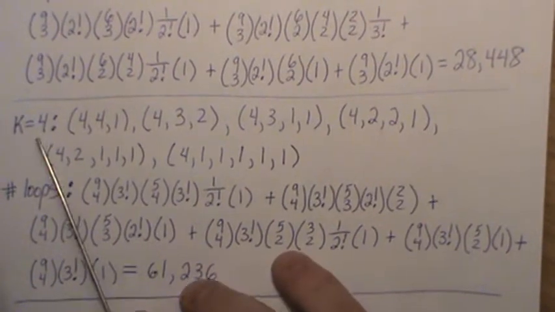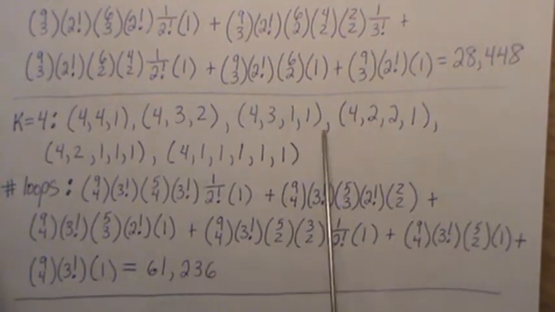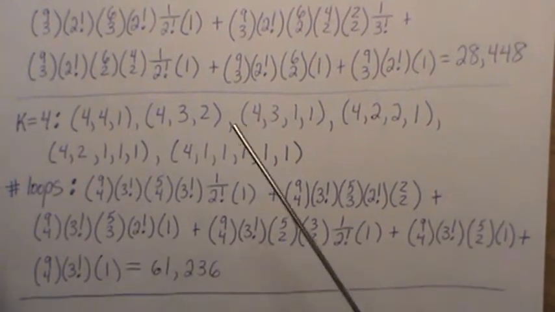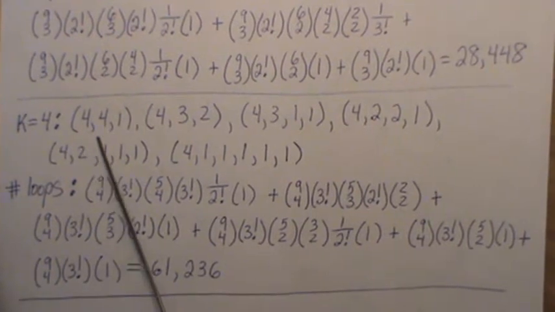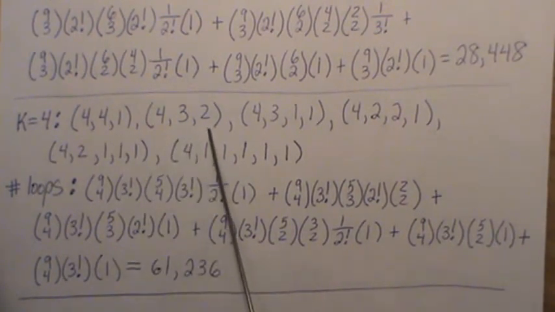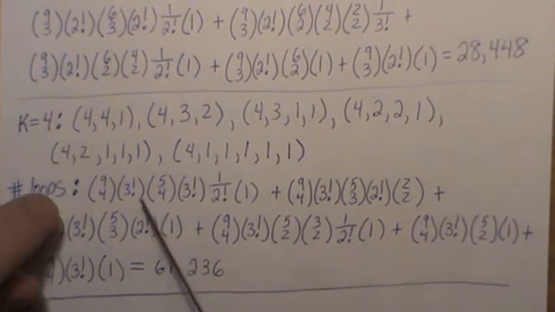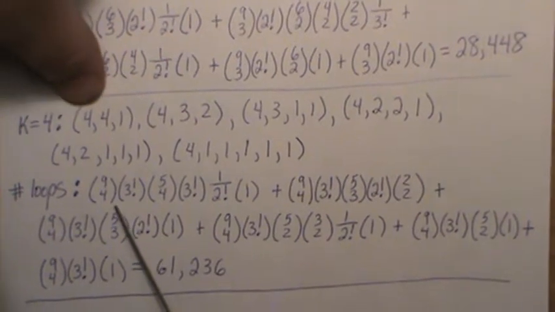That's what I was talking about. So when k equals 4, these are all the possible ways to have different types of loops with a maximum of 4. So we could have 2 loops of 4 and then a loop of 1, a loop of 4, a loop of 3, a loop of 2, and etc. So now let's go through and calculate these probabilities. And this is the one that drives the method home.